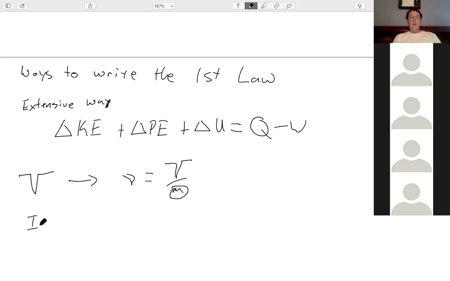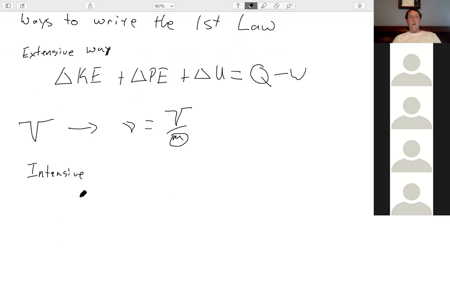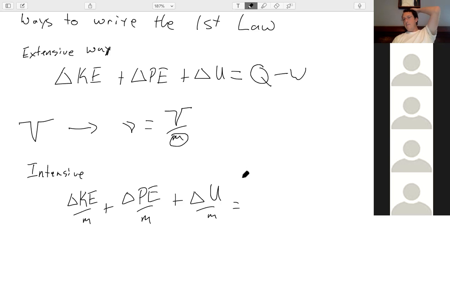So an intensive way is going to just be to divide everything by mass. So I'll write that down. That's just going to be delta KE over mass plus delta PE over mass plus delta U over mass equals, and sometimes the book writes capital Q over M, so I'll start with that.